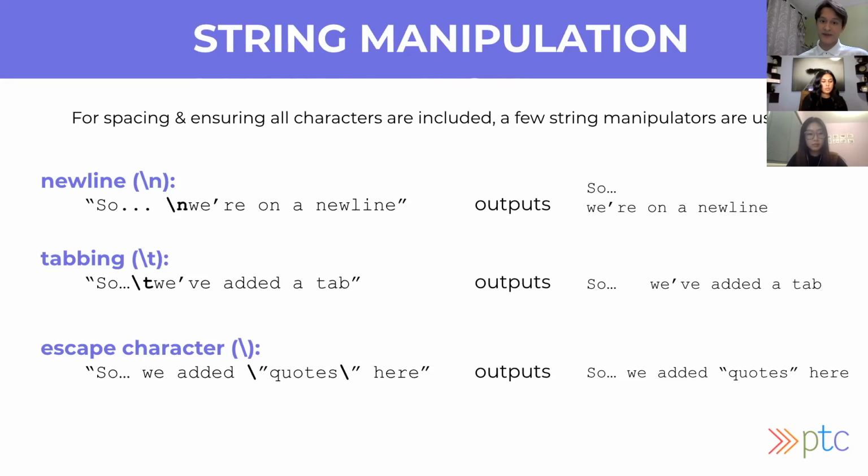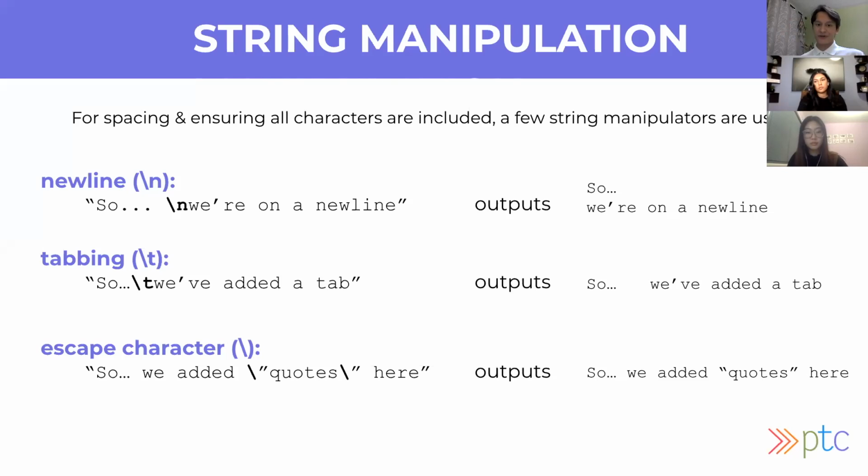The tab manipulator, which is \t, acts like the tab button on your keyboard and pushes whatever follows to the next indent. And finally, the escape character, that's just a backslash, and that's used when we want to include so-called illegal characters in our output text. For instance, we have to apply the escape character manipulator before quotation marks, or else it would end our string early, only including the words "so we added," and that would cause an error. That's why we want to include the backslash quote around quotes.